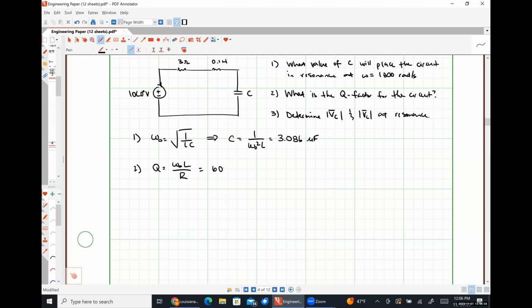Okay. We want, yes, Brody. Because I was told that I want resonance at 1800 radians per second. So let me make this slightly more obvious and put omega naught is equal to 1800 radians per second. Yes. And so it isn't two VCs, it's VC and VL. So the magnitude of the voltage drop across our capacitor and the magnitude of the voltage drop across our inductor.